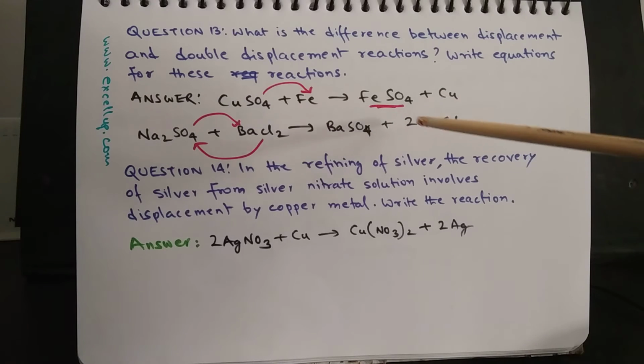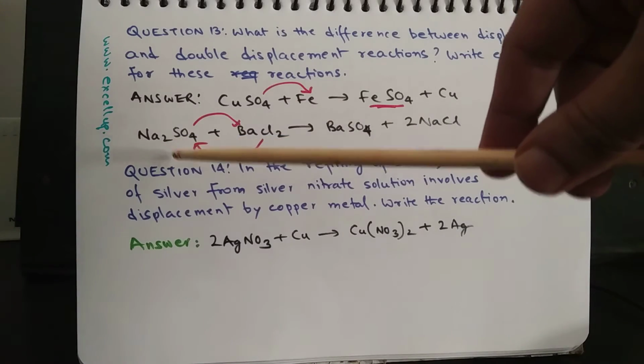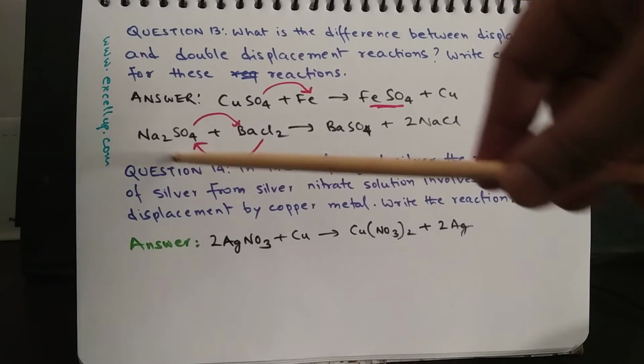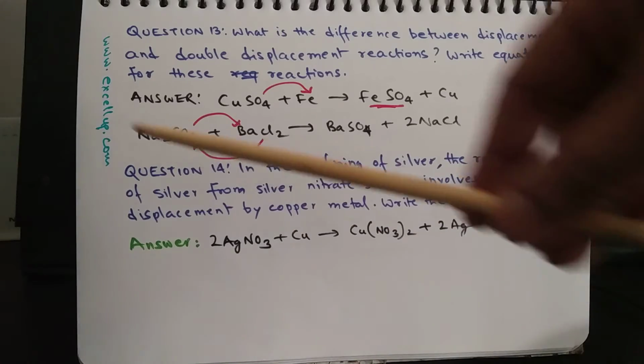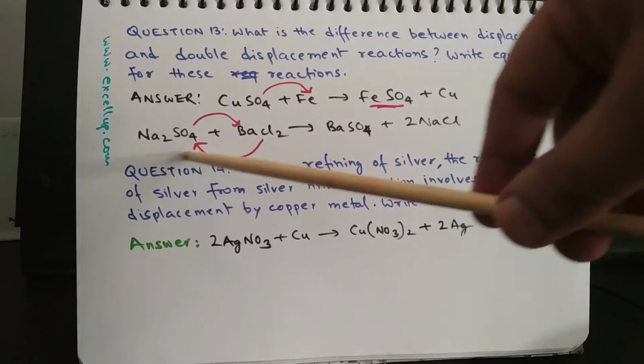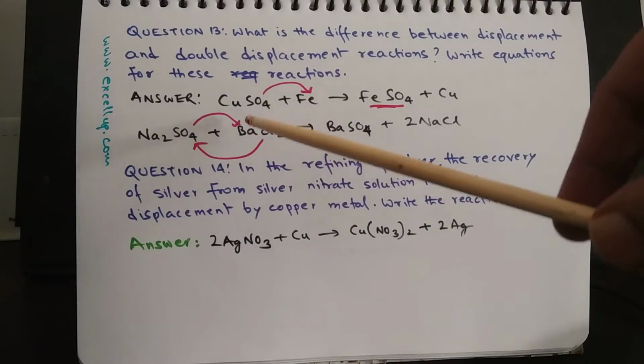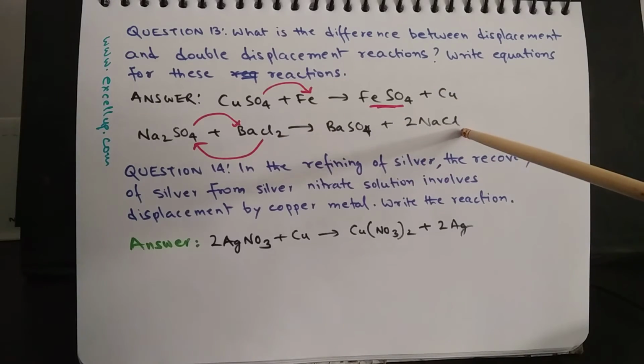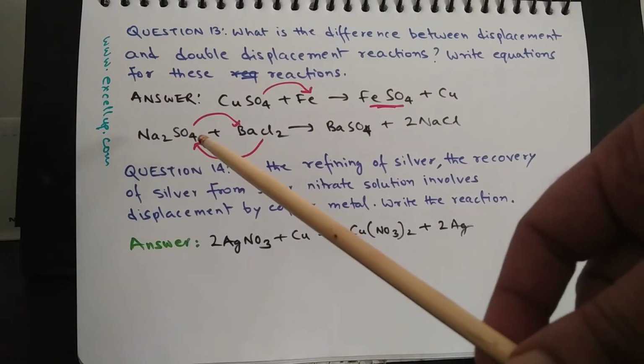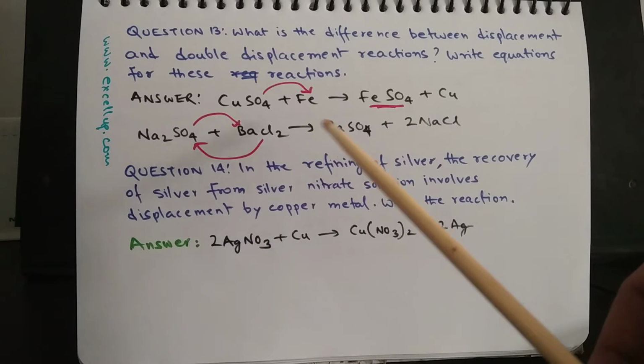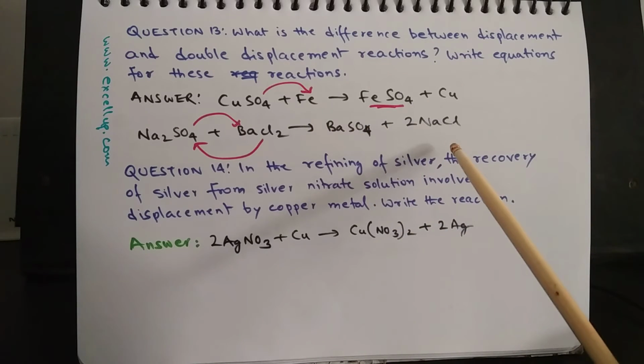And this is an example of double displacement reaction. Here sodium sulfate and barium chloride are in a sort of mutual exchange of radicals. So the sulfate ion is going to barium and the chloride ion is coming to sodium. So now in place of sodium sulfate we have barium sulfate, and in place of barium chloride we have sodium chloride. The equation is Na2SO4 plus BaCl2 is equal to BaSO4 plus 2NaCl.